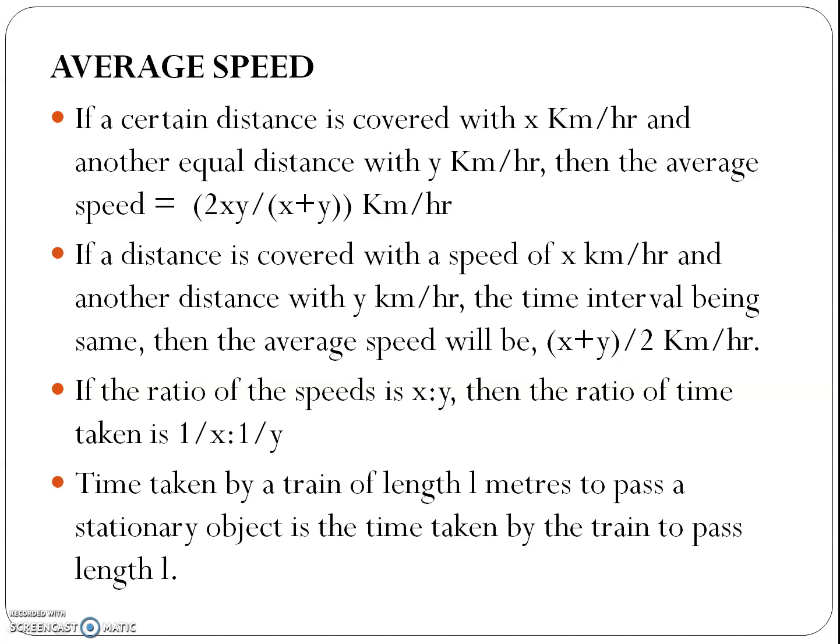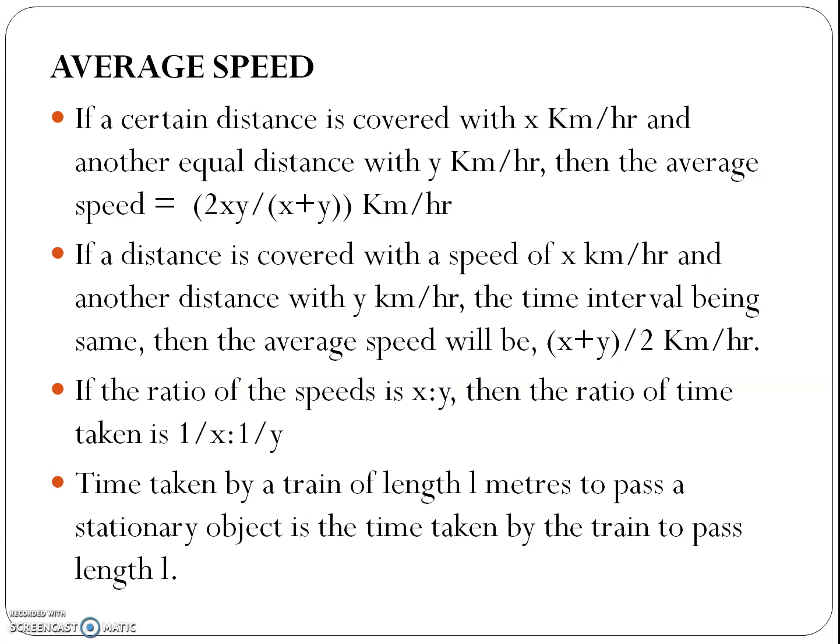Now, if a distance is covered with a speed of x kilometers per hour and another distance with y kilometers per hour, the time interval being the same, then the average speed will be (x plus y) by 2 kilometers per hour. We note that this formula is used when the time interval is the same for both the speeds. If the ratio of the speeds is x is to y, then the ratio of times taken will be 1 by x is to 1 by y.